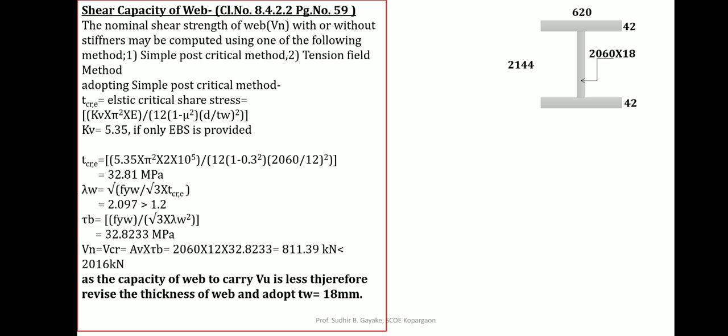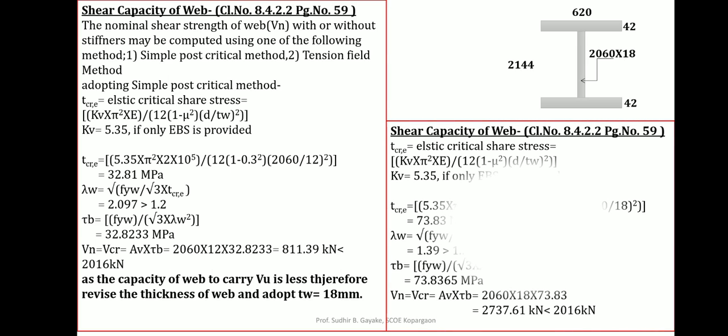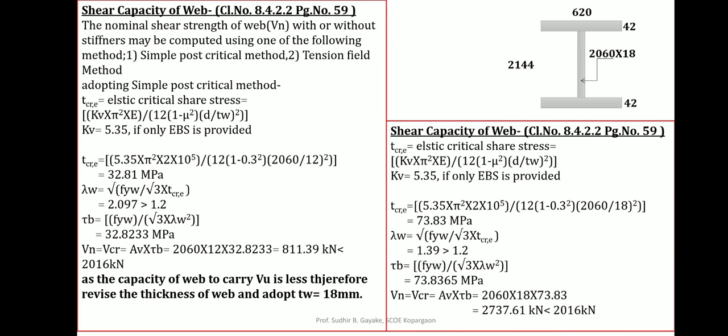Therefore the capacity of web is to be increased, and you revise the web thickness, and here you can add up the thickness to the next value. Either you go with 16 mm, or for reducing your calculation you directly add up 18 mm. So next you adopt thickness of web as 18, and again apply these particular formulas of simple post critical method and calculate your value. Now only there will be a change in this D by TW ratio, the rest of the values are going to remain the same. Instead of TW being 12, we have revised it to 18.